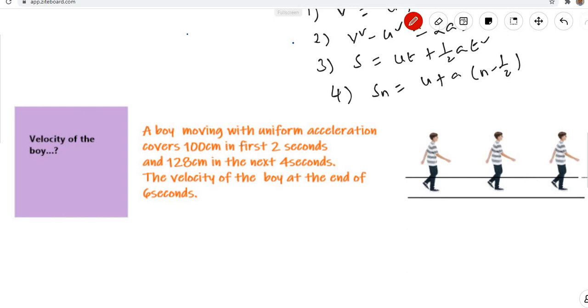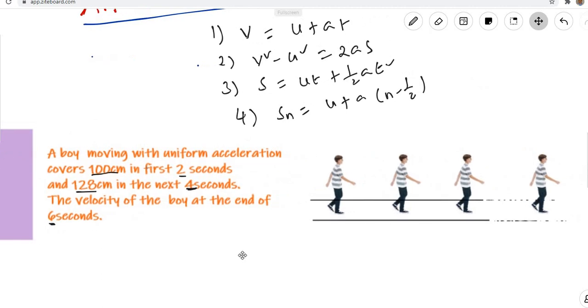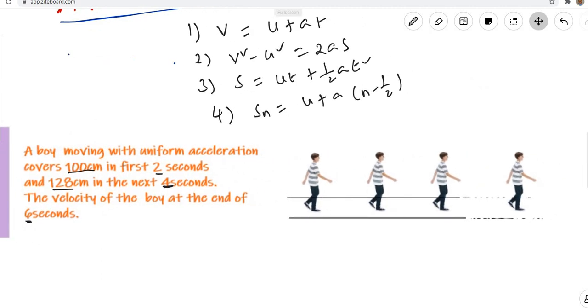The question is given like this. A boy moving with a uniform acceleration covers 100 centimeters in 2 seconds and 128 centimeters in 4 seconds. But they're asking the velocity of the boy at the end of 6 seconds. Let's solve this problem. Initially, the boy is moving with some velocity, we don't know. Let us take it as u. But they're asking finally the velocity of the boy at this point.